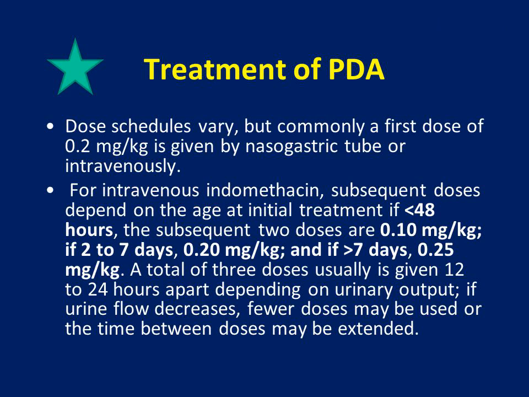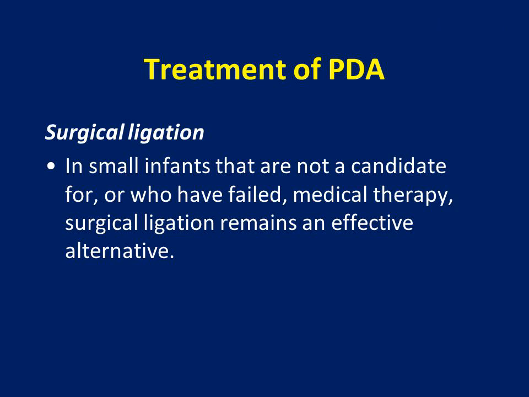A total of 3 doses usually is given 12 to 24 hours apart depending on urinary output. If urine flow decreases, fewer doses may be used or the time between doses may be extended. Treatment of PDA: surgical ligation. In small infants that are not a candidate for, or who have failed, medical therapy, surgical ligation remains an effective alternative.